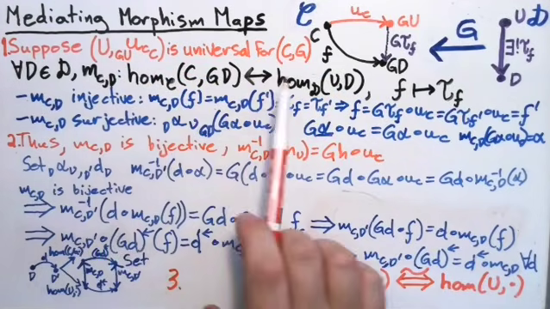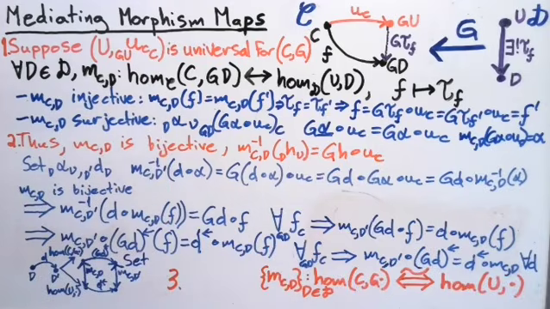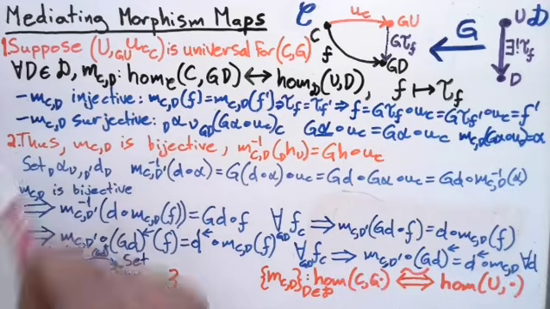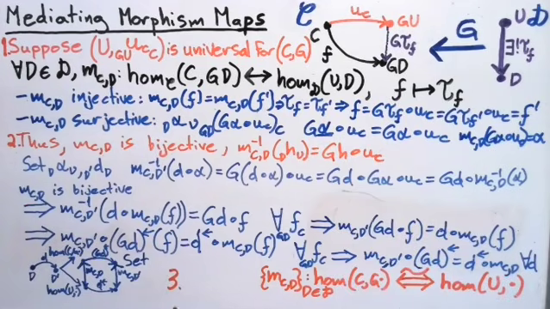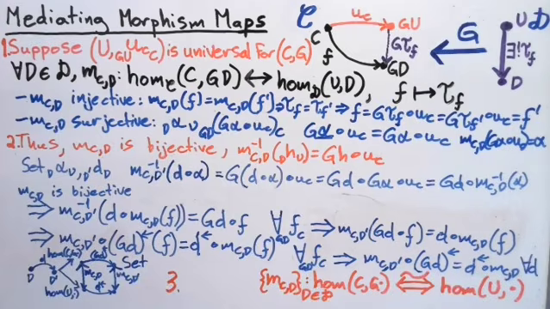If we have a universal UC for the pair CG with these mediating morphism maps, then MCD is bijective, and this is its inverse, right? And then when we proved 3, we actually started with 2 as our starting point, right? We applied this formula here to this composite morphism, and that's how we started the proof. So what we've actually proved is that 1 implies 2, and 2 implies 3. Now, it's not hard to show that 3 actually implies 2 as well.